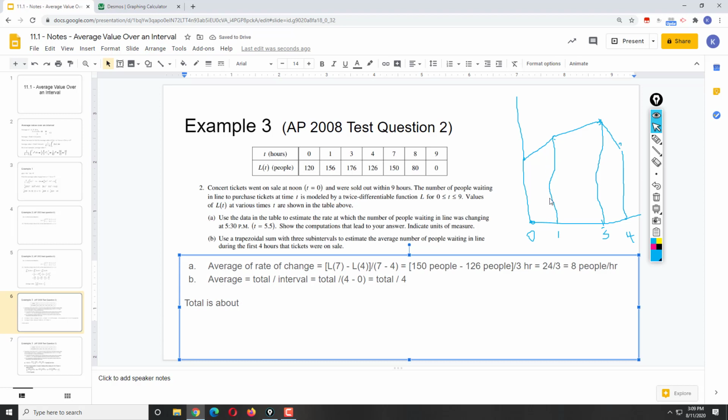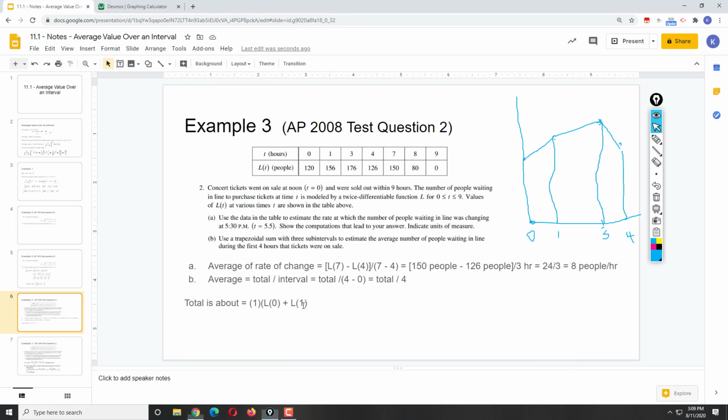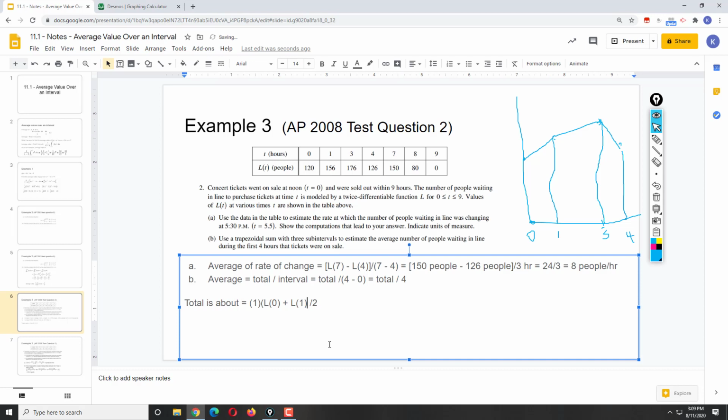First, we have our interval, which is from 0 to 1. So that's 1, times the number of people. We want to use the trapezoidal sum, so we want the average of the number of people at 0 plus the number of people at 1. And we want the average, so we have to divide by 2. This gives us the area of the first interval.